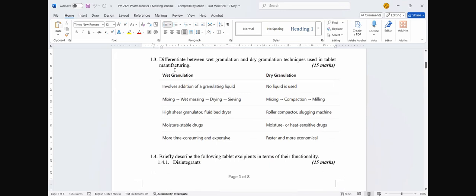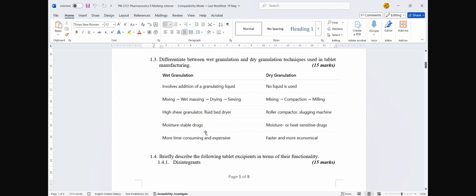So differentiate wet and dry granulation. In wet granulation, we use a binder solution. In dry granulation, we only use a binder powder, no liquid, right? So it's usually mixing, wet massing, drying, sieving. This is mixing, and once you mix the binder, you make them into compact and then you mill them, right?